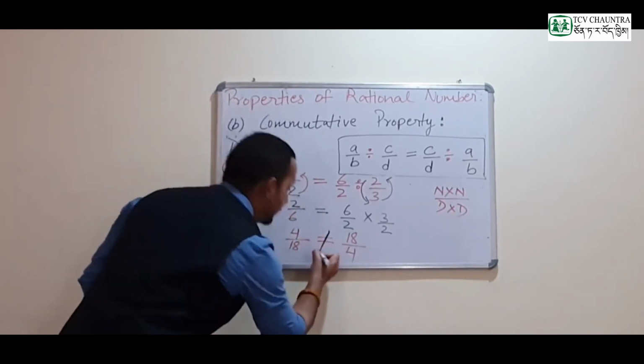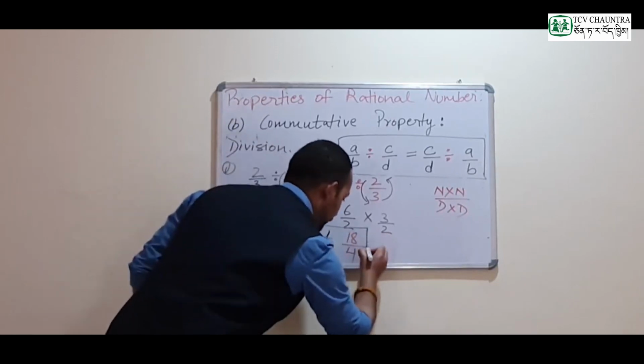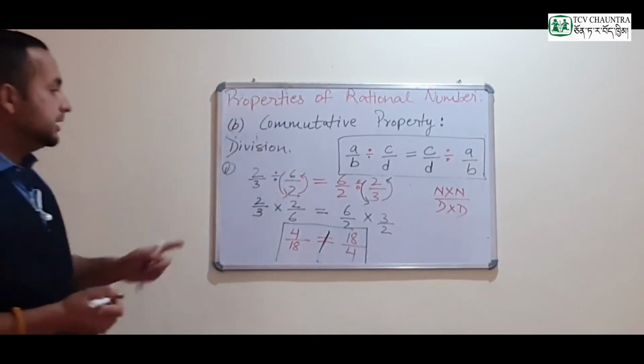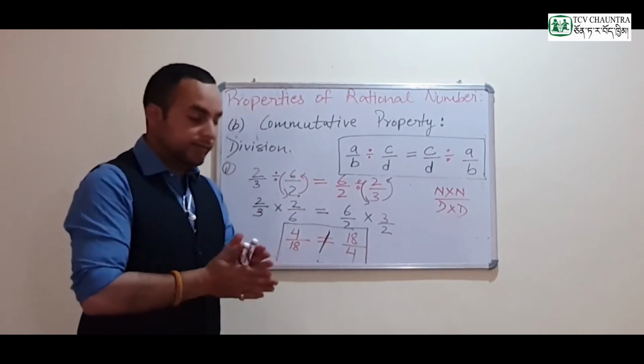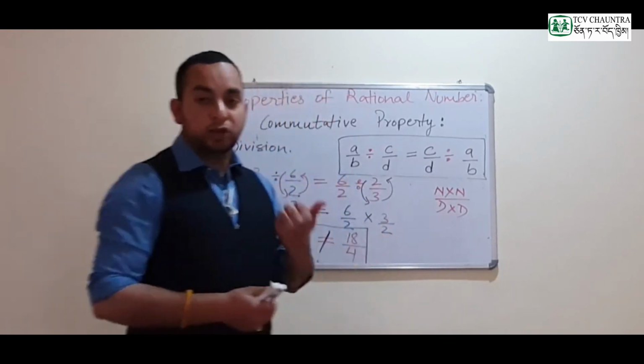Which means the commutative property is not applicable for division also, because our left hand side and right hand side values are different.